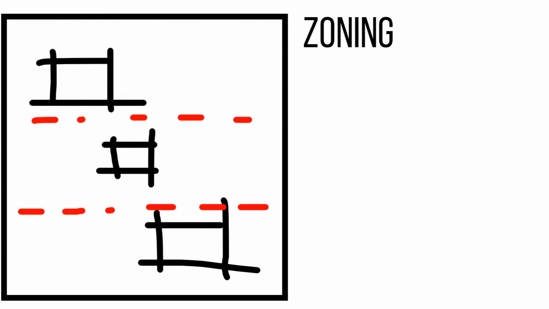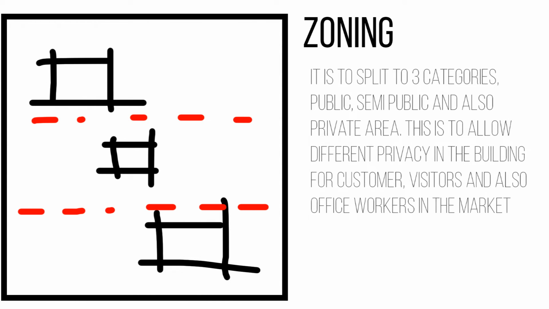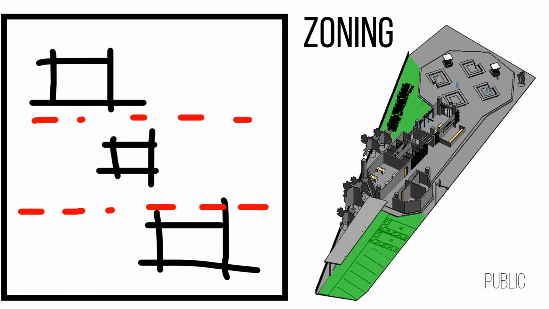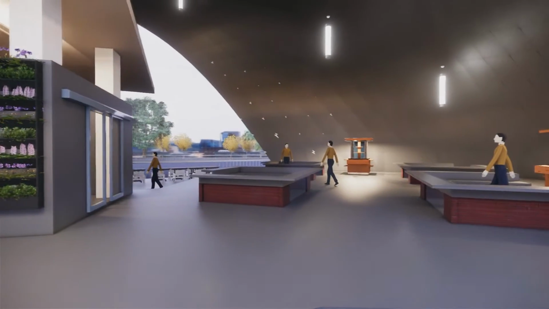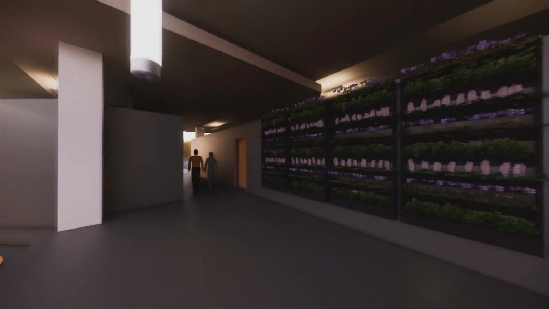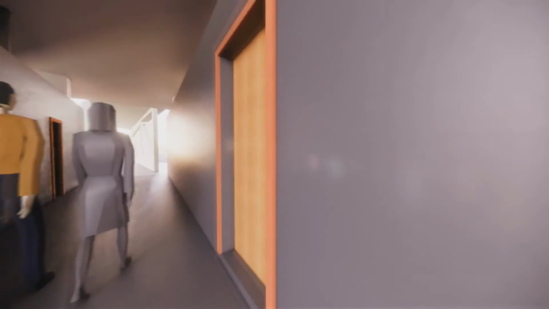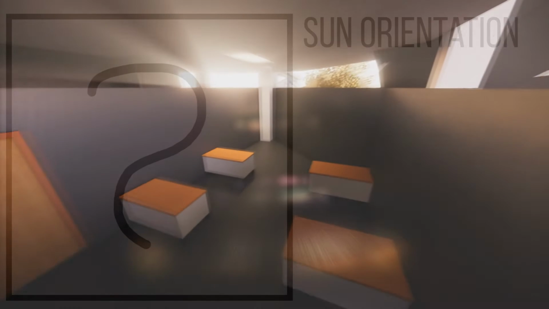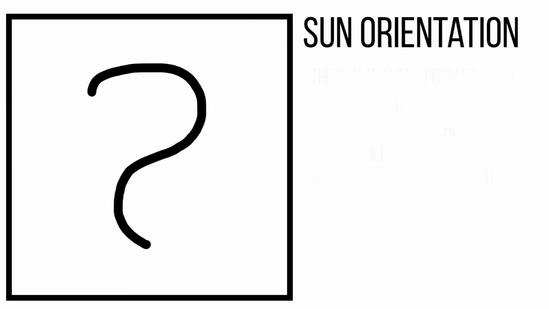Next is the zone splitting, which is split into three categories: public, semi-public, and also a private area. This is to allow different privacy in the building for customers or visitors, and also the office workers in the market.